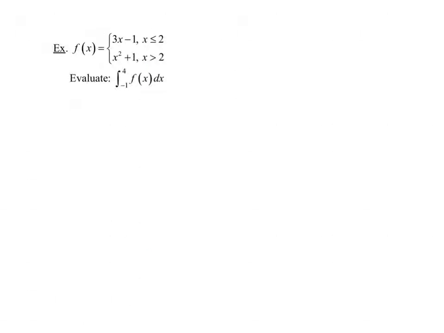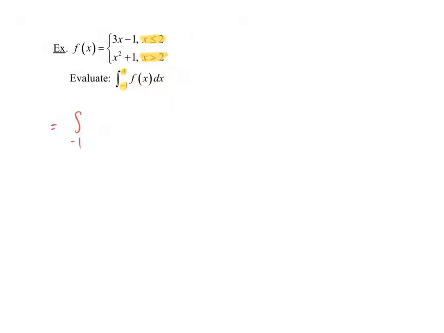Okay, for our last example, I'm going to show you how to find the definite integral of a piecewise function. Notice that this piecewise function changes at x equals 2, and this is the integral from -1 to 4. Because 2 is between -1 and 4, I'm going to have to separate this into two integrals.